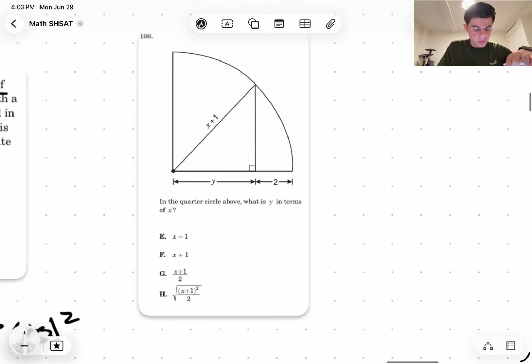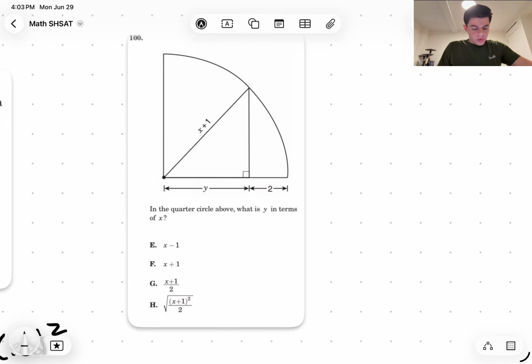Okay, now let's move on to our next question. In the quarter circle above, what is y in terms of x? Okay, so there is a lot of information here, and I can already tell you that some of it is redundant, but you need to remember something. They've told you that it's a circle.